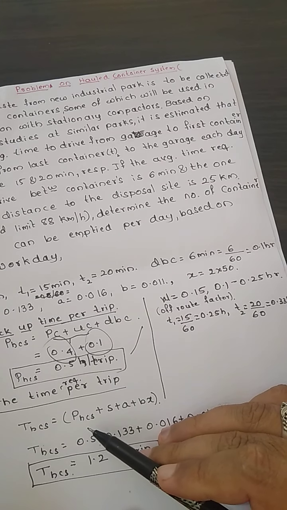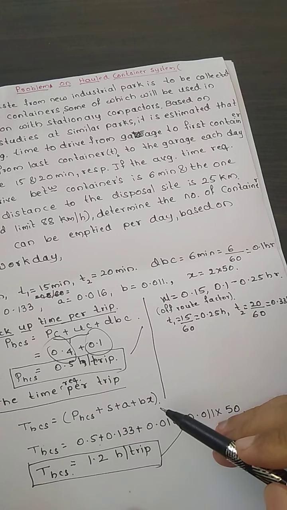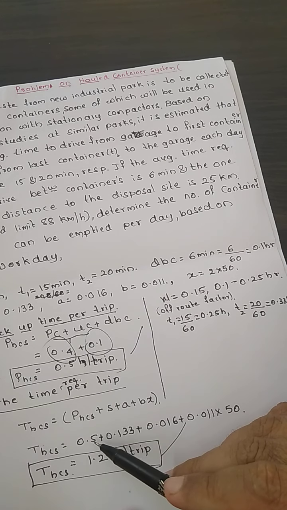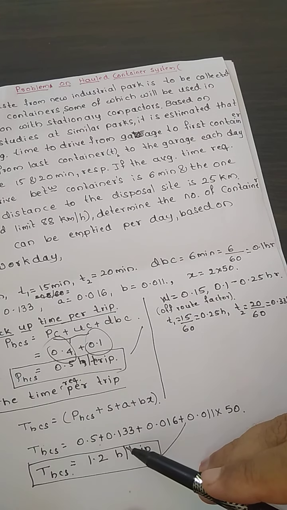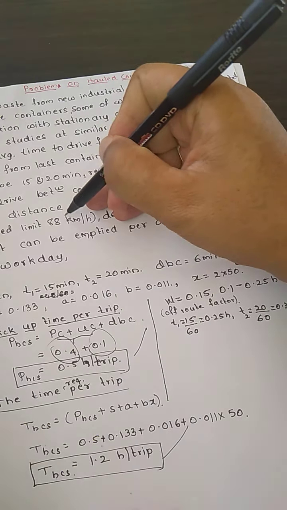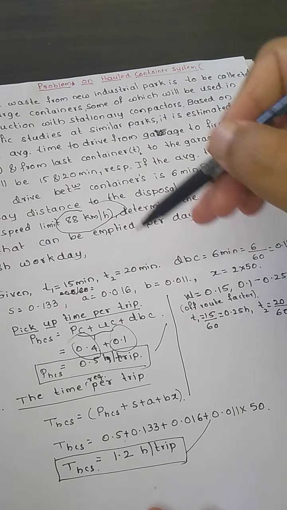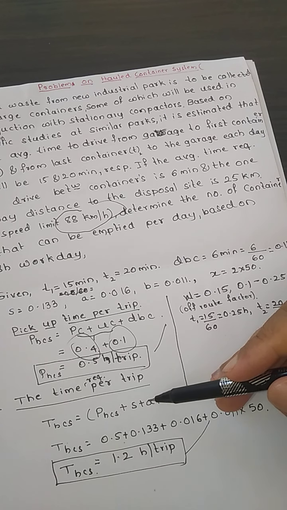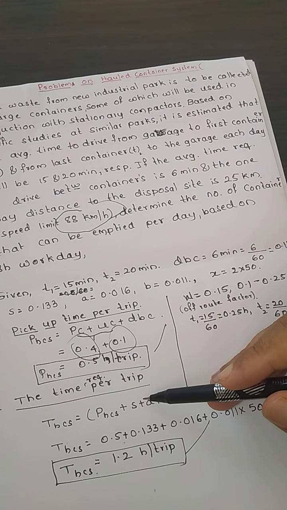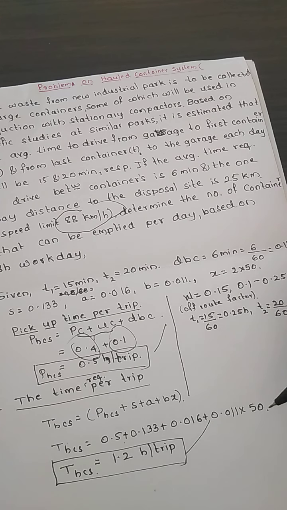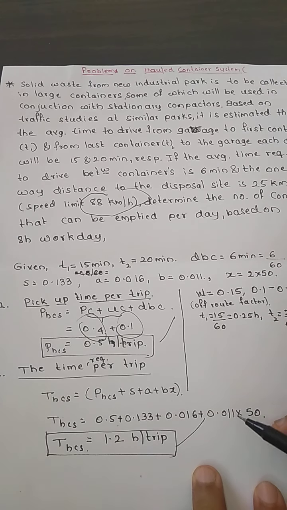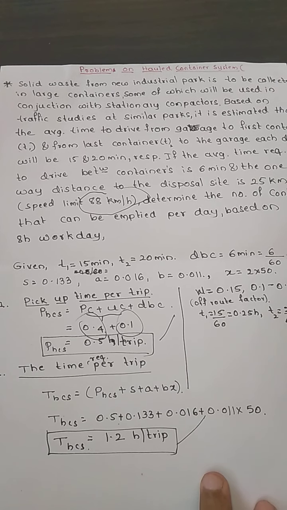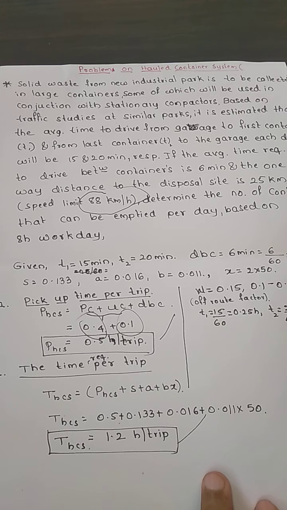Then the time required per trip can be calculated by using the formula THCS = PHCS + S + A·BX. PHCS we have calculated as 0.5. S is based upon the speed limit. Here the speed limit is given, so we calculate it with the help of the speed limit. According to the tabular column, the A value will be 0.016 and the B value will be 0.011. Then X, the distance, is the one way distance given, 25, so both way distance is 50. So THCS is 1.2 hour per trip.